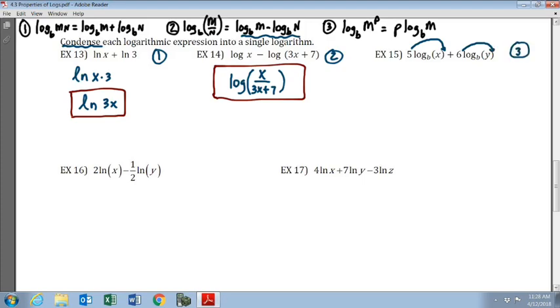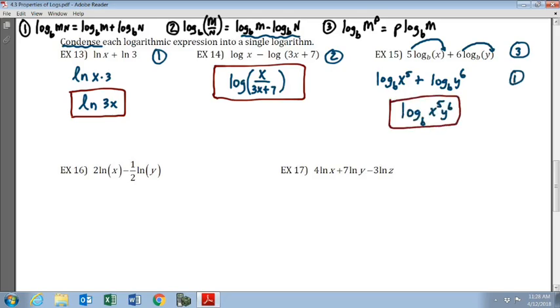So sometimes I like to use little arrows when I do this. So we're using property 3. We're going to get log base b of x to the 5th plus the log base b of y to the 6th. All right, now we do have a 1 out in front here and here. And so we can go ahead and use the product rule. We have a sum of logs, and we can write this as the log of a product. Again, using property 1, we get log base b of x to the 5th times y to the 6th. All right, let's move on to number 16.